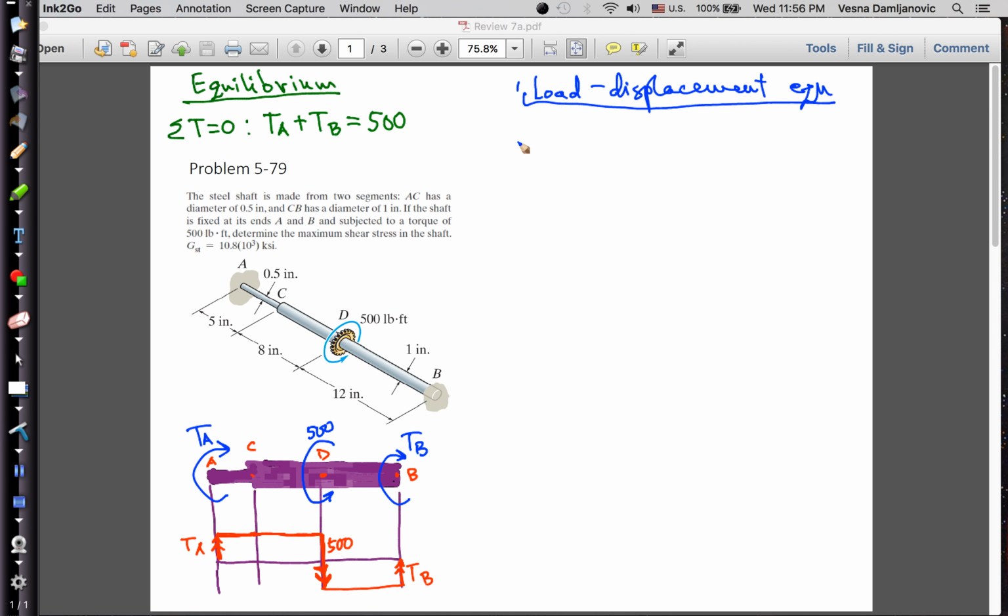The angle of twist. So in torque, the load displacement equation connects the angle of twist and the torque that caused it. Okay, so the angle of twist typically is going to be equal to T, the torque, times L, the length of the section, over J, the polar moment of inertia of that cross section, times G, the shear modulus of this material. Okay, so we have all this information. Well, so now let's write the equilibrium equations. I'm sorry, not the equilibrium equations, but the compatibility condition.